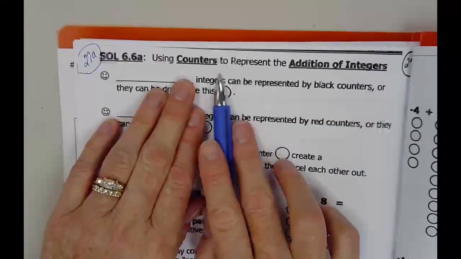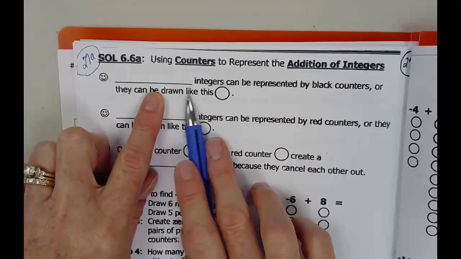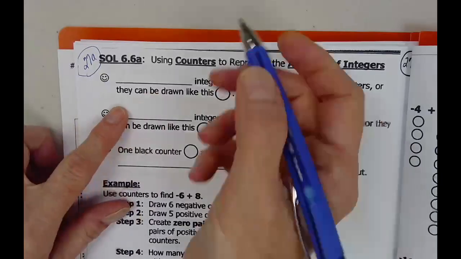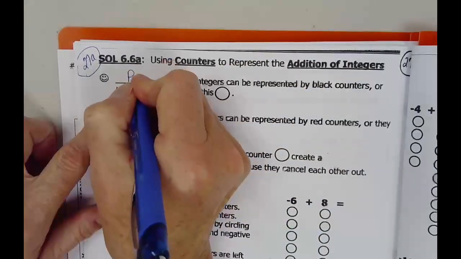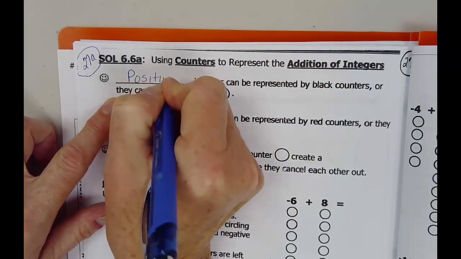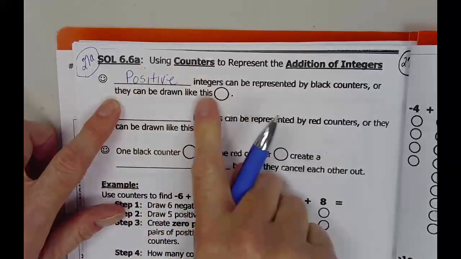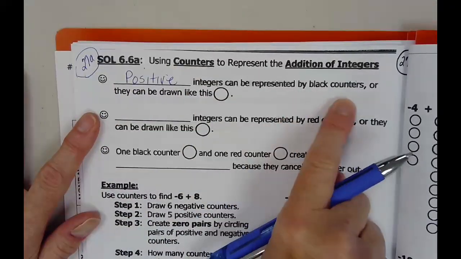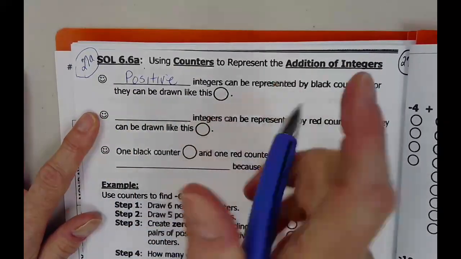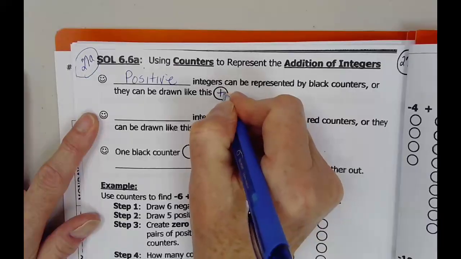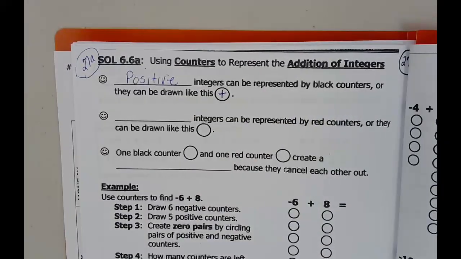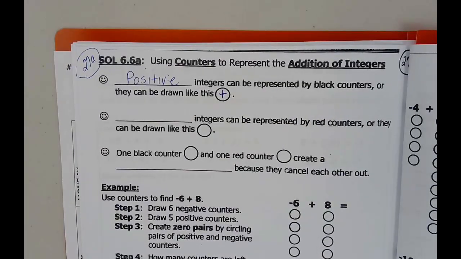Okay, so using counters to represent addition of integers. We are going to put the first one, positive. So for positive integers, they can be represented with a black counter, or they can be drawn with a circle and a positive sign on the inside. Okay, so you can do that.